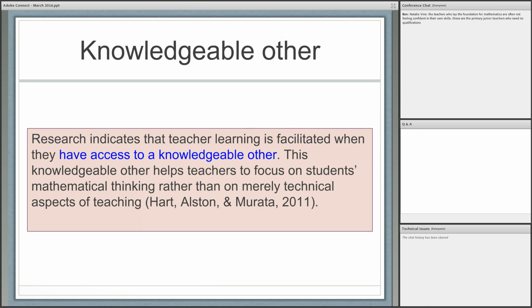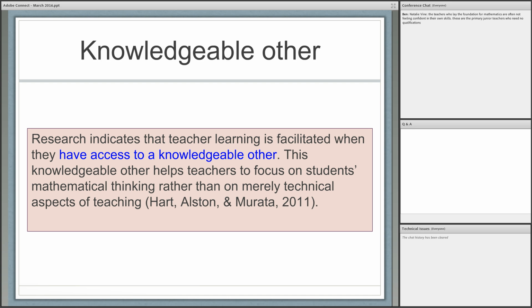And then we have that knowledgeable other. So sometimes when we think about a professional learning community, and we think about teachers getting together and talking about teaching and learning, sometimes they need another voice in there. Otherwise, sometimes the conversation moves to just the technical aspects of teaching as opposed to focusing on mathematical ideas or the students' mathematical thinking.